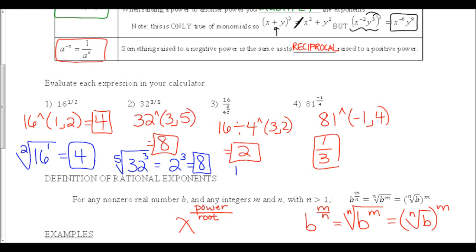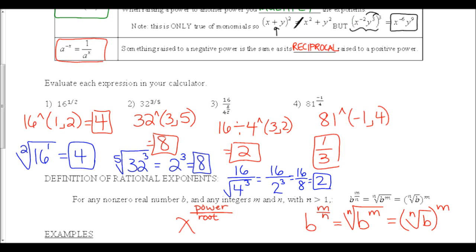For number 3, I had 16 on the top of the fraction, and on the bottom I had 4 to the 3/2. So that's 4, the power was 3, and the root would be a square root. Again, I don't want to cube first, I would rather take the square root of 4 first. The square root of 4 is 2, and I still have an exponent of 3. So this is 16 divided by 2 cubed, which is 16 over 8, or 2, and again, that's the answer we got on our calculator.